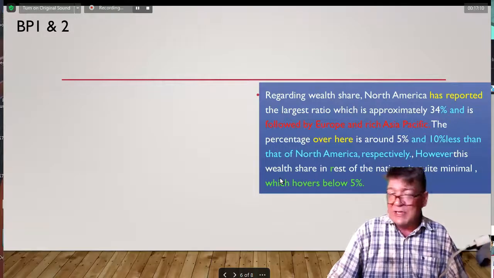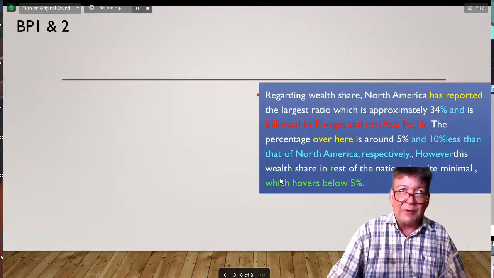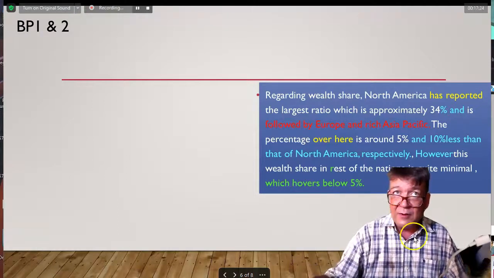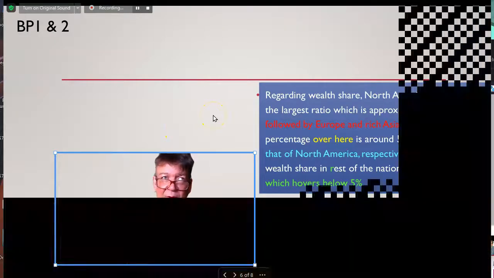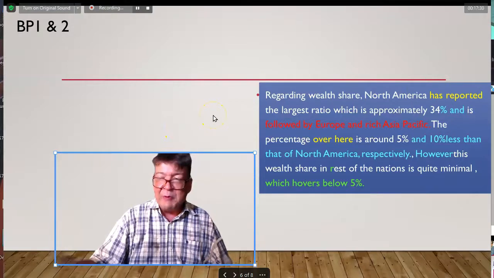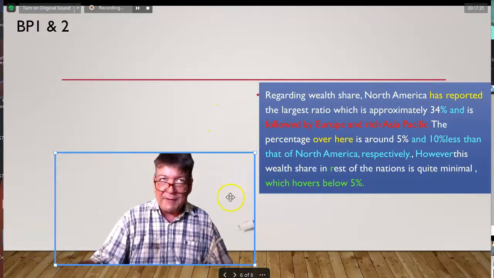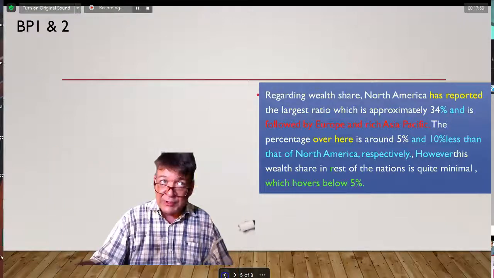However, same thing with on the other hand. Don't use however. However, this wealth share, you mean the one that belongs to the rich countries, in rest of nations, is quite minimal. Again, minimum and a little is not the same. Maximum and a lot are not the same. Very different meanings. Which hovers below 5%. Okay, have you summarized here? Reported all the data. And it gets worse here.